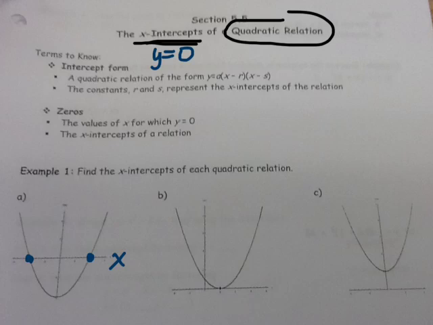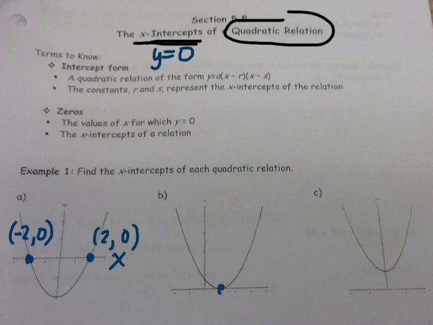The coordinate of this point is 2 and 0, and where does it hit it here? Is that -2? -2 and 0. The two x-intercepts of this relation are 2 and -2.